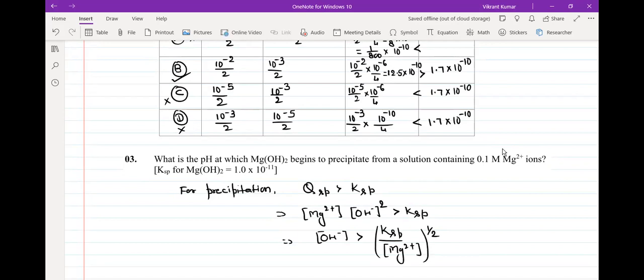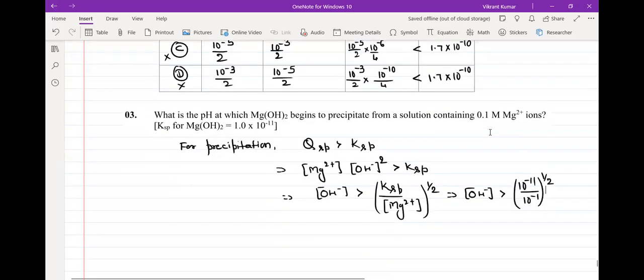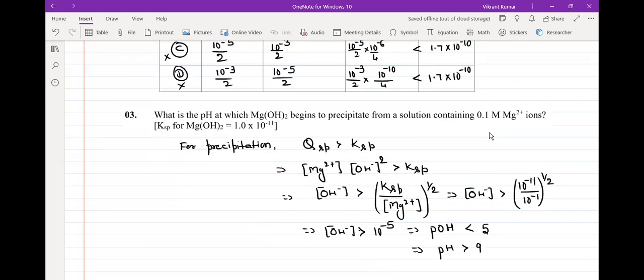Clear ना? Which says OH minus should be greater than 10 raised to minus 11 upon 10 raised to minus 1, raised to half, which says OH minus should be greater than 10 raised to minus 5. जरा log लगा के माइनस लगा दो तो ये हो जाएगा pOH, because minus लगाए तो this should be less than 5, है ना? And if pOH is less than 5, it means pH should be greater than 9. Is it okay?